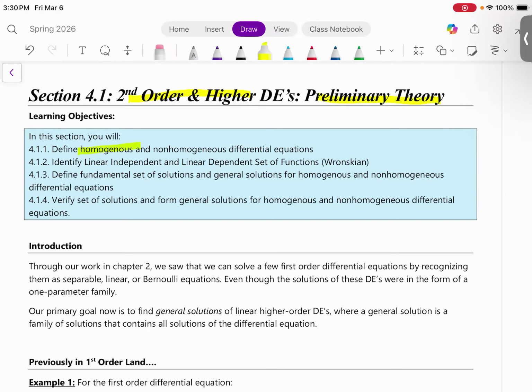Mainly, define homogeneous and non-homogeneous differential equations. We're going to be able to identify linear independent or dependent solutions, and also learn or relearn the Wronskian tool. And we're going to define a fundamental set of solutions and get general solutions for homogeneous and non-homogeneous differential equations. And then lastly, verify if sets of solutions form general solutions for homogeneous and non-homogeneous differential equations.